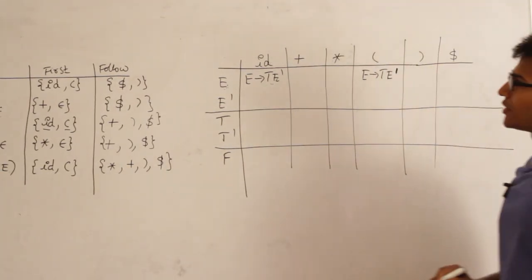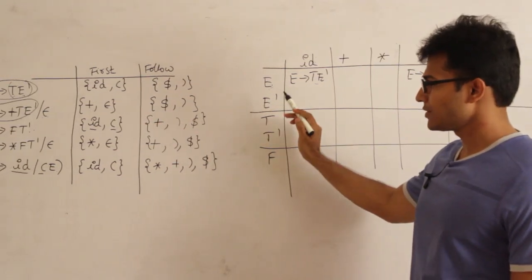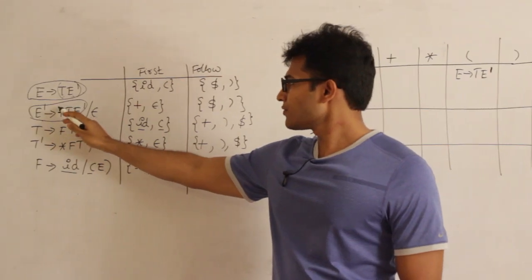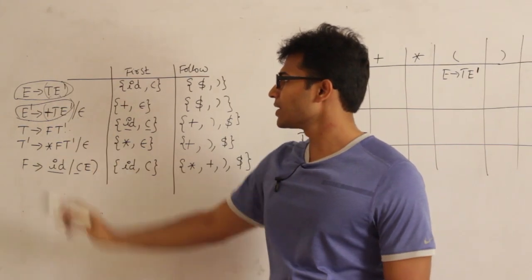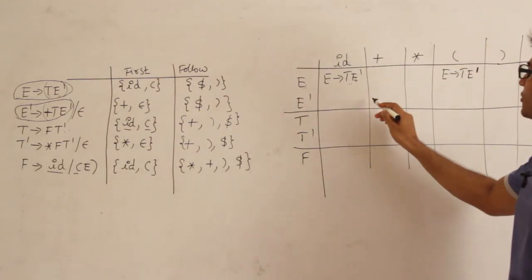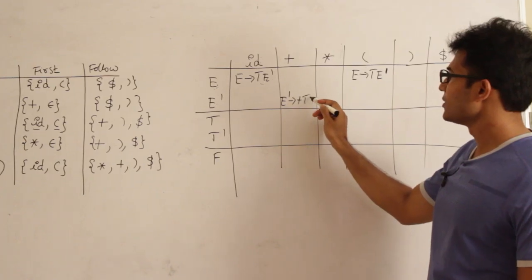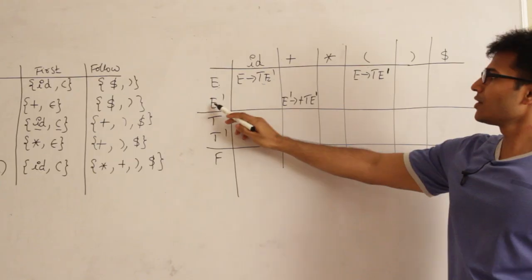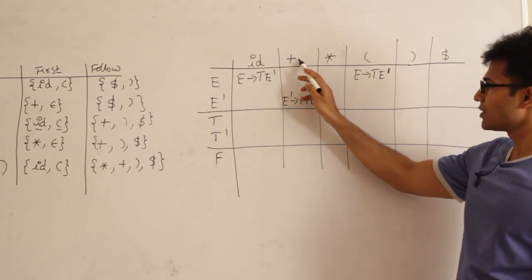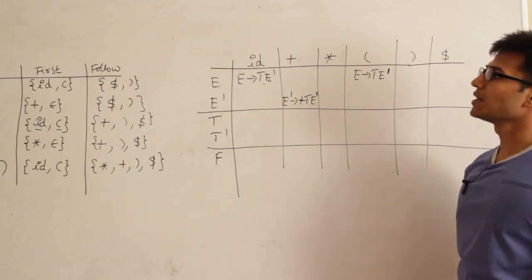Okay. So where should I place this one? Whenever I am in E dash, I am seeing E dash, and whenever I want to generate first of this entire right hand side. What is first of this right hand side? It is plus. Therefore, under plus I am going to place it, which means E dash derives plus T E dash. So why did I write this? Because whenever you are seeing E dash, and if you have to generate plus, then go with this production. This is going to generate plus.